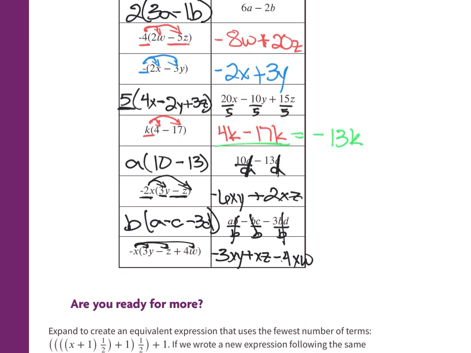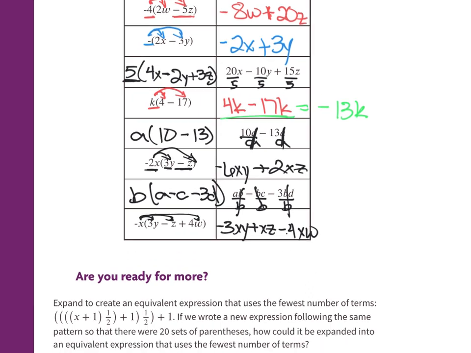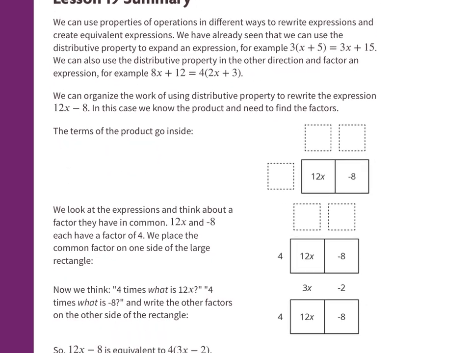Okay, nothing fancy. We just have to use the distributive property to get rid of the parentheses, or if we want parentheses, we have to find the greatest common factor and divide. All right. So, looking at the summary, we can use properties of operations in different ways to rewrite expressions and create equivalent expressions. We've already seen that we can use the distributive property to expand an expression. For example, 3 times x plus 5 equals 3x plus 15. We can also use the distributive property in the other direction and factor, so we can go backwards. So you can think of factoring as doing the reverse distributive property.